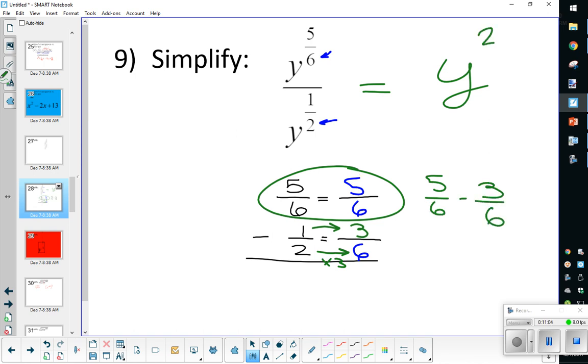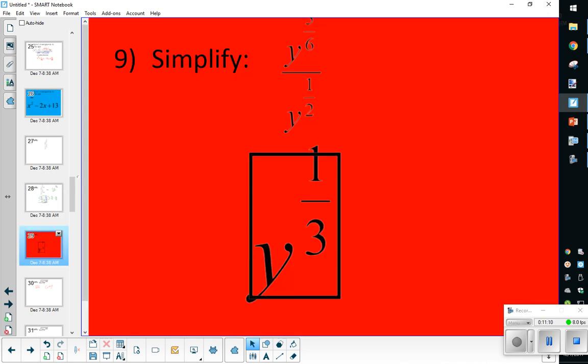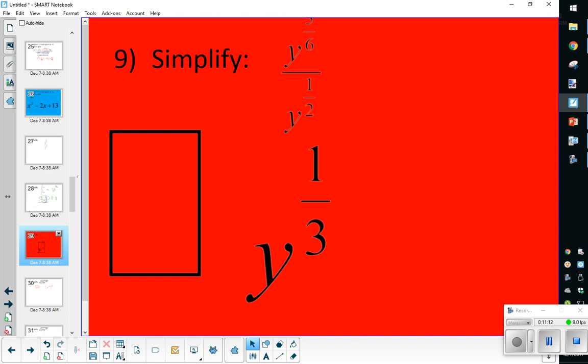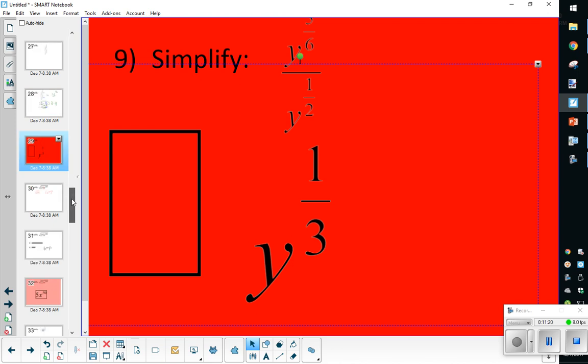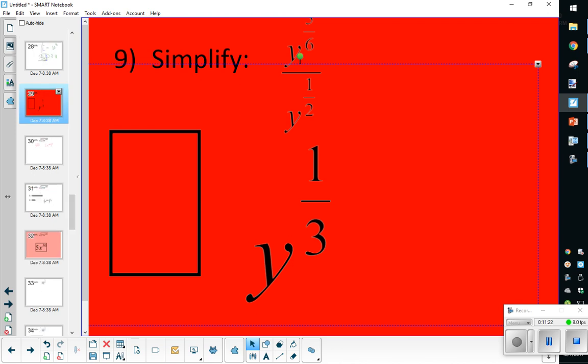5 minus 3 is 2/6. The denominator stays the same. You can obviously reduce 2/6. Oh, that's a really ugly color, but it says 1/3 up there if you can see it. Questions on that one? Next one.